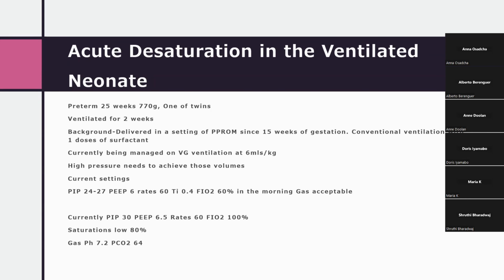So I have a preterm baby who's 25 weeks gestation. The baby was one of twins. The other twin died at delivery because there was quite significant prolonged rupture of membranes. This was basically rupture of membranes affecting one of the twins.